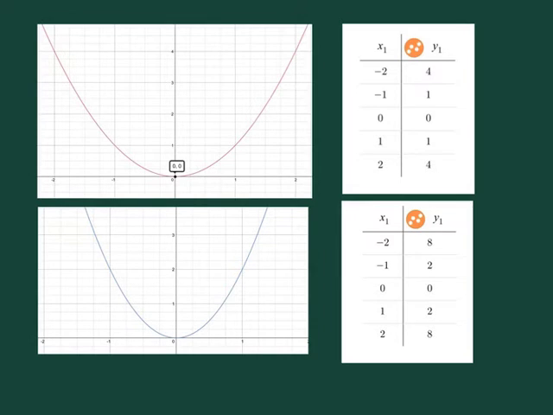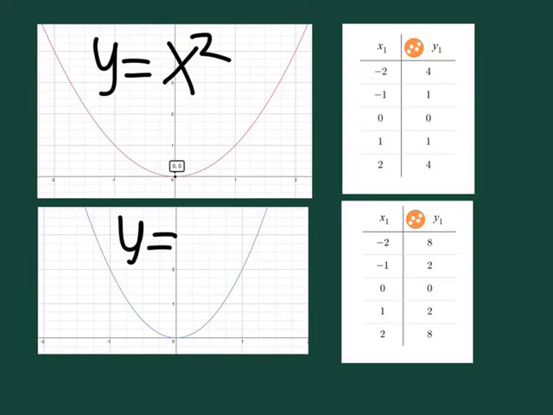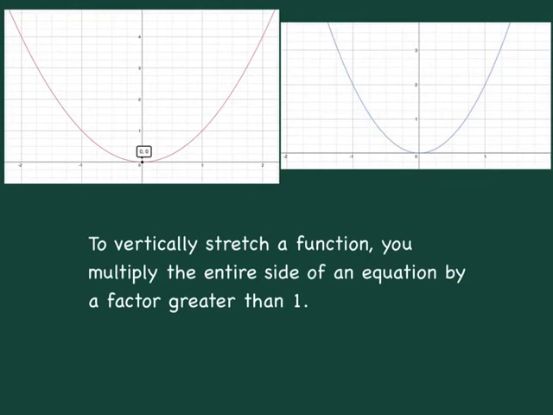And if you look at the points, like the point (1, 1), on this transformed graph, it becomes (1, 2). And the point (2, 4) becomes (2, 8). Do you notice the pattern? The y gets multiplied by 2. So to vertically stretch a function, you have to multiply the entire side of an equation by a factor. So on the top parent equation, it's y equals x squared. But down below, it's y equals 2x squared, because all of the points on this graph, the y's get multiplied by 2. So a vertical stretch is when you multiply the entire side of an equation by a factor greater than 1.